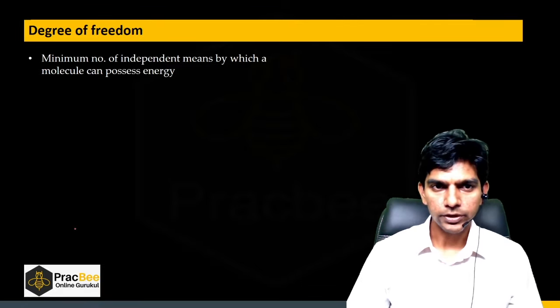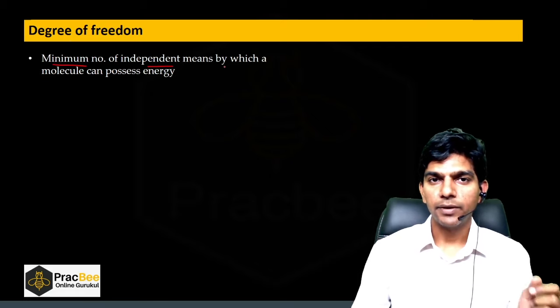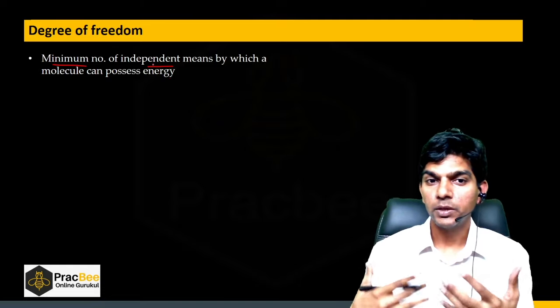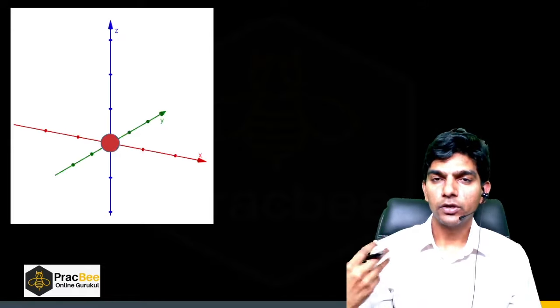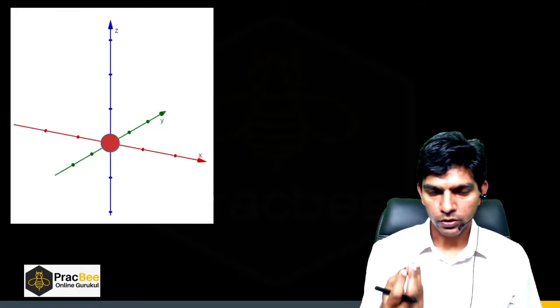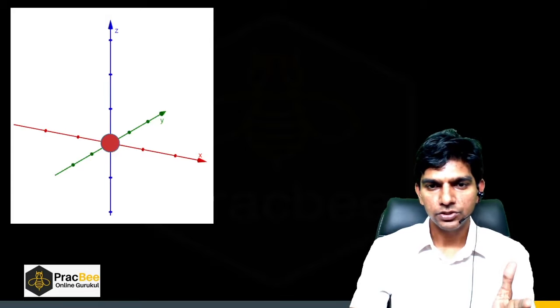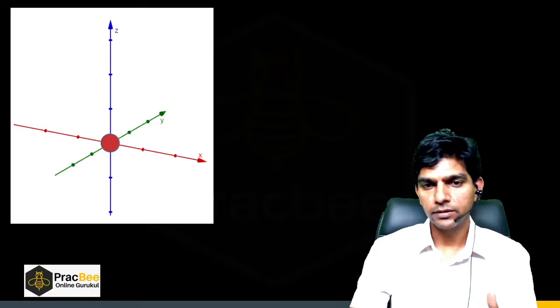Now what is degree of freedom? It is the minimum number of independent means by which a molecule can possess energy. So what do we mean by the different means? Let us start with a monoatomic molecule. Now there is a monoatomic molecule which is at the origin. Now we can give kinetic energy. It can move in the x direction, right? So it has some kinetic energy in the x direction.